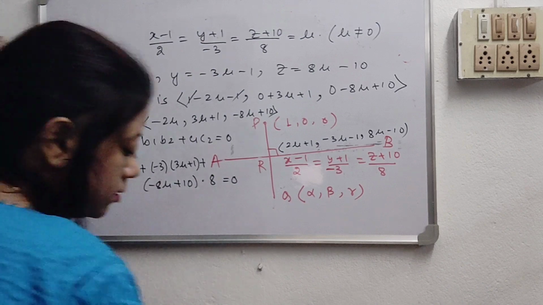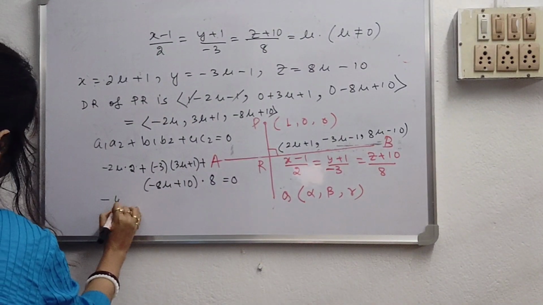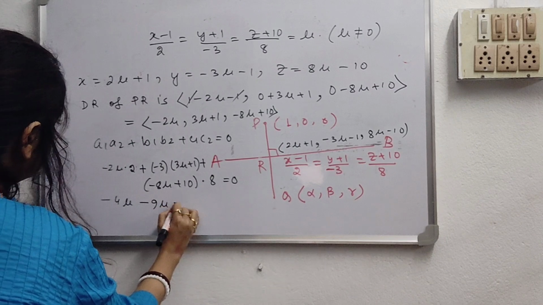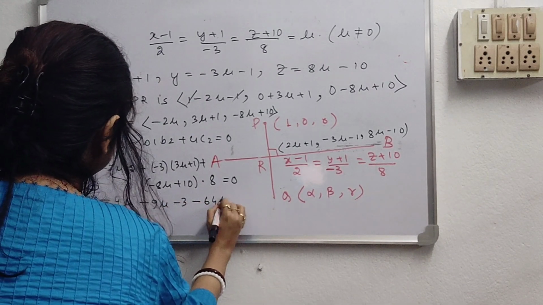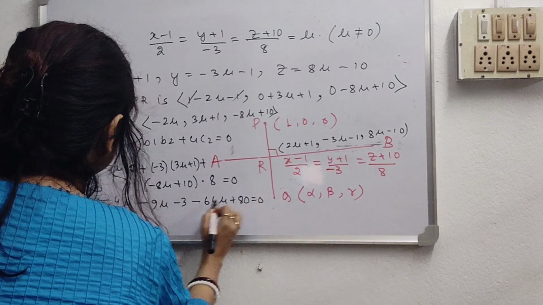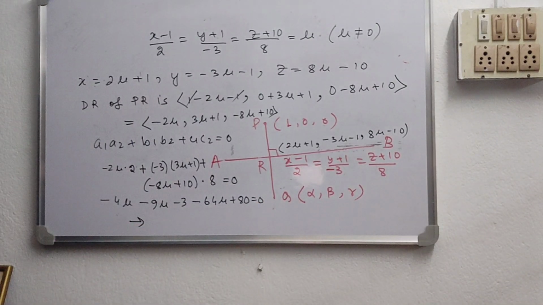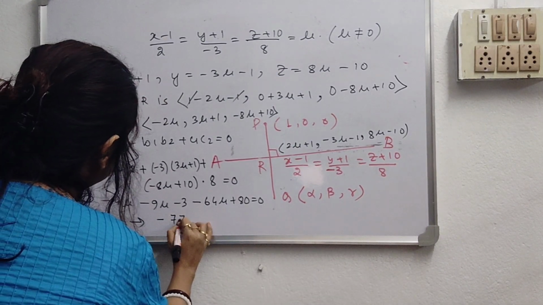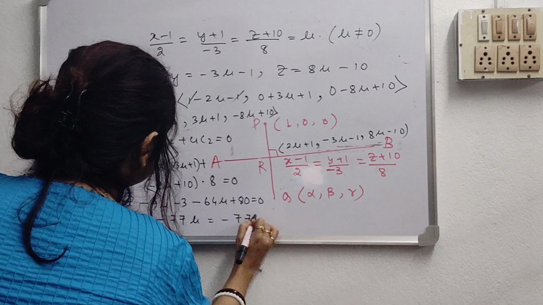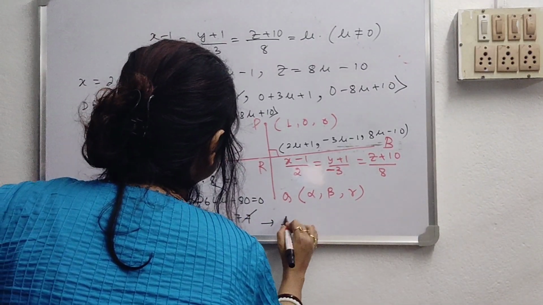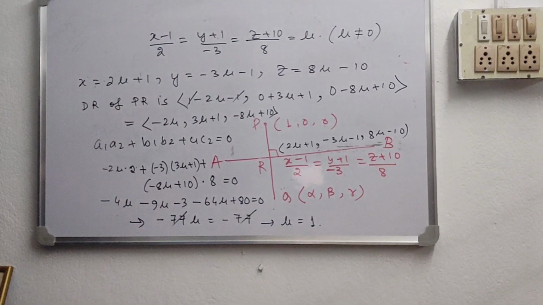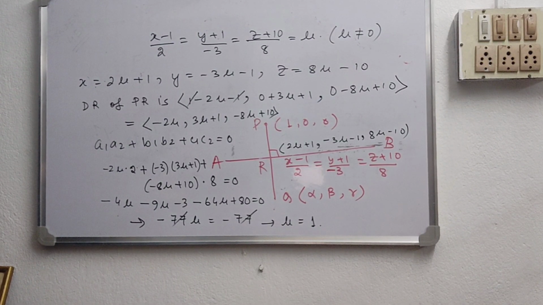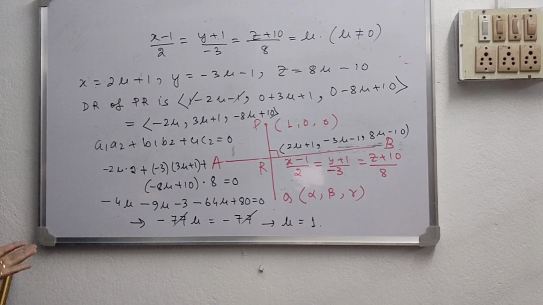So minus 4 mu, minus 9 mu, minus 3, minus 64 mu plus 80 equal to 0. What will happen? Minus 77 mu equal to minus 77. So mu equal to 1. Very clearly I got the value of mu, that is 1. So students, please take a screenshot. After that I'll erase this.